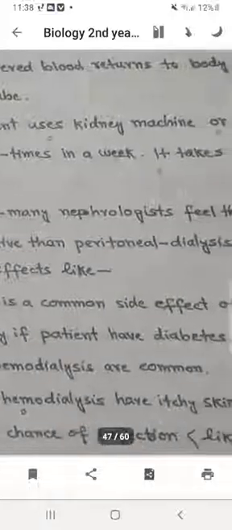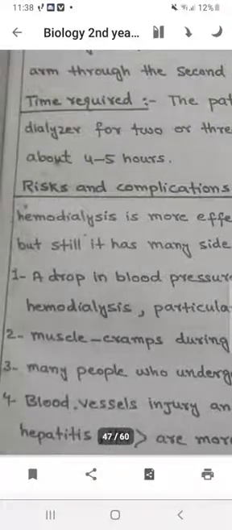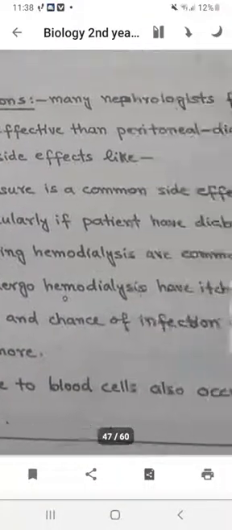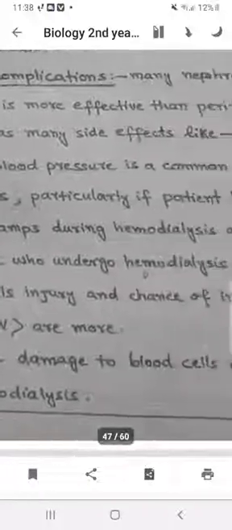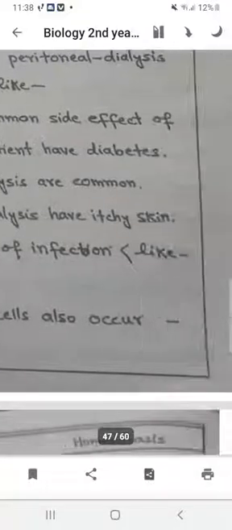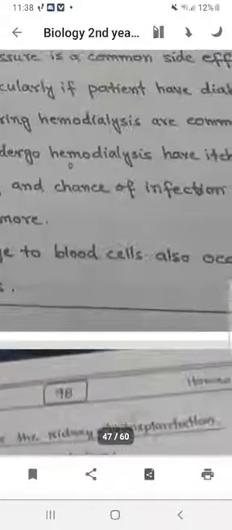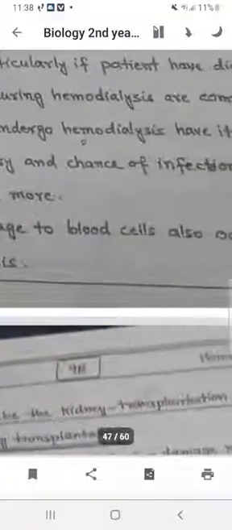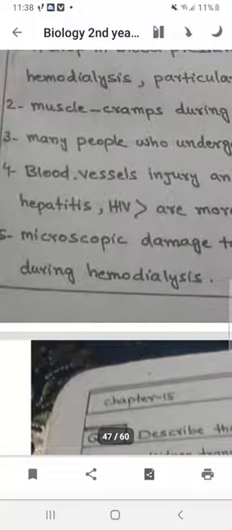Risks and complications. Many nephrologists feel that hemodialysis is more effective than peritoneal dialysis. Number one, a drop in blood pressure is a common side effect of hemodialysis, particularly if patients have diabetes. Number two, muscle cramps during hemodialysis are common. Number three, many people who undergo hemodialysis have itchy skin. Number four, blood vessel injury and chance of infection like hepatitis, HIV, human immunodeficiency virus, or more. Number five, microscopic damage to blood cells also occurs during hemodialysis.